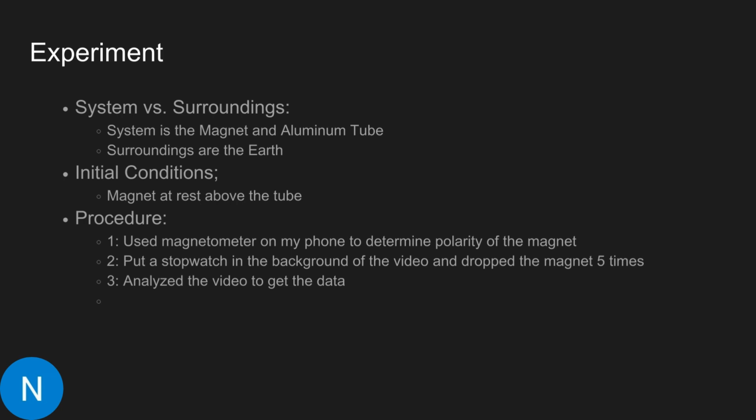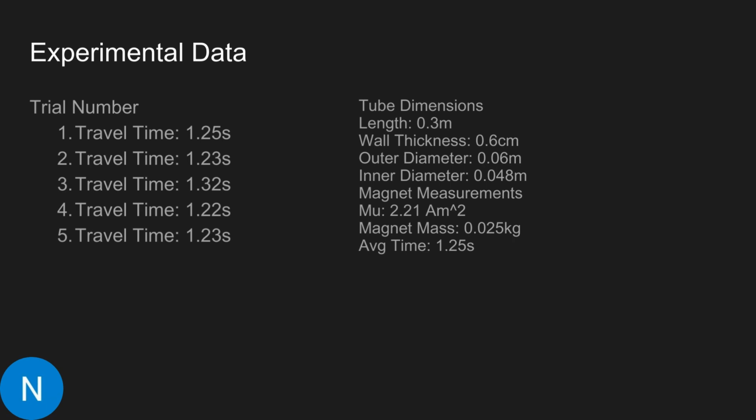The procedure is we used a magnetometer on my phone to determine polarity of the magnet, and then we put a stopwatch in the background of the video and drop the magnet 5 times, and then we analyze the video to get data. So here's the experimental data. On the first trial, we got 1.25 seconds, and the next one was 1.23, then 1.32, 1.22, and then 1.23.